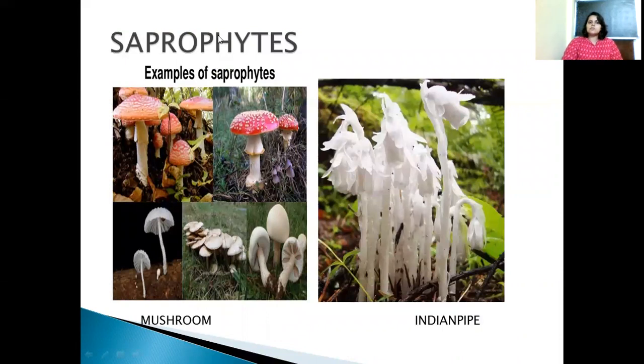Next, let us speak about saprophytes. These are organisms which depend on other organisms, but the difference between parasite and saprophyte is that parasites depend on living organisms, whereas saprophytes depend on dead and decaying organic matter. The common examples are mushroom, or the other example is Indian pipe. You can observe here that both of them do not contain chlorophyll.